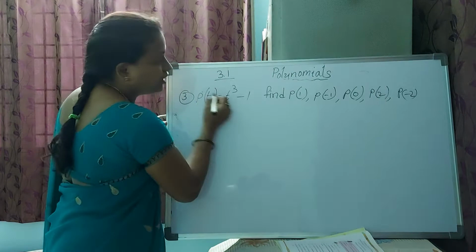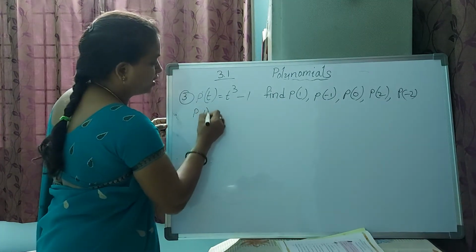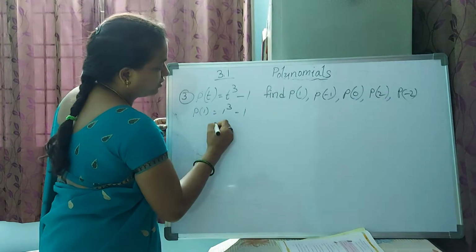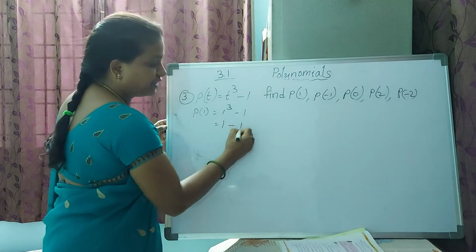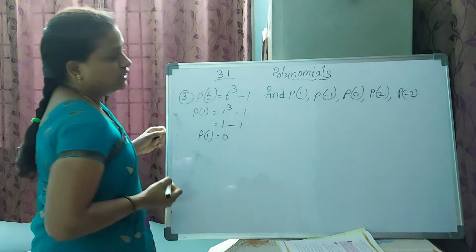Instead of t, you replace t is equal to 1. P of 1 is equal to, instead of t, 1. 1 cube minus 1. 1 cube is 1 only. 1 minus 1 is equal to 0. So, P of 1 is equal to 0.